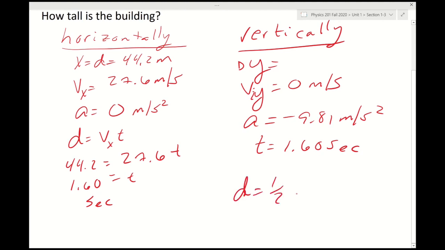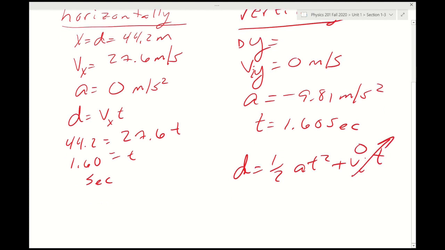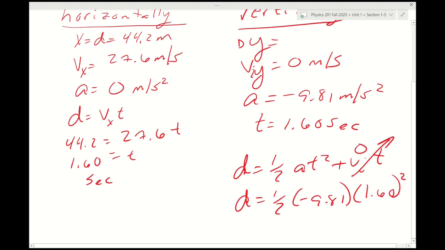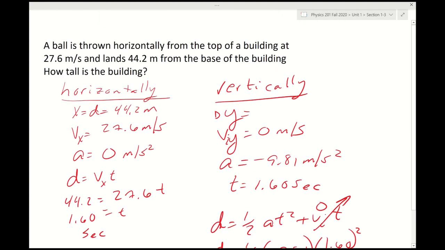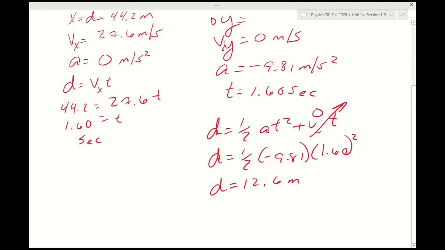Displacement is 1/2 at squared plus vit. Our initial vertical speed is 0, so that term is gone. 1/2 and negative 9.81 and 1.60 squared. So what we know is, in fact, this is an approximately 12.6 meter tall building. And again, we have 3 significant digits here.